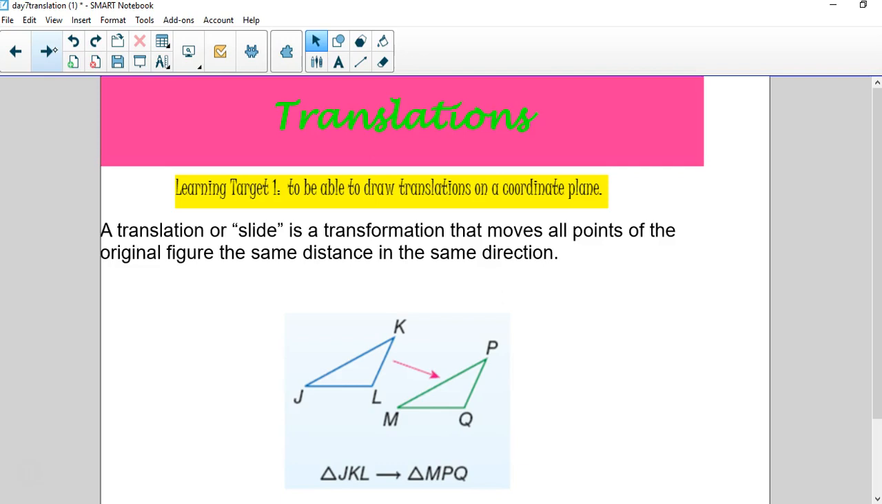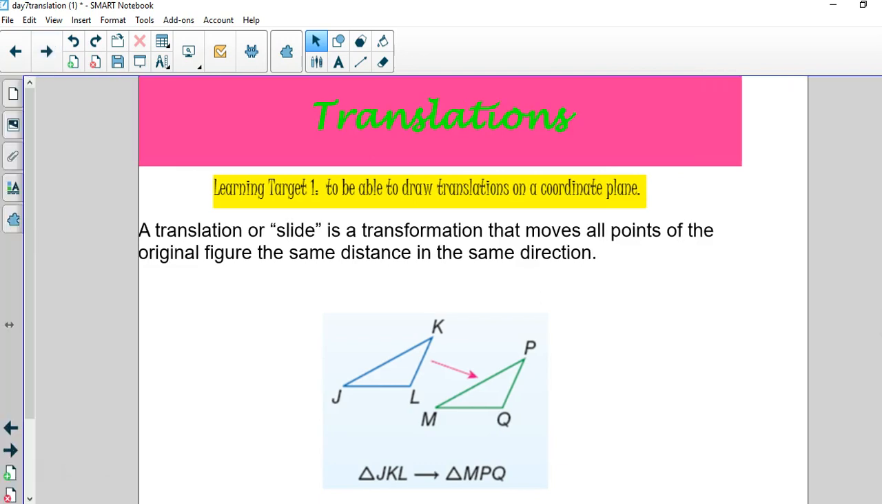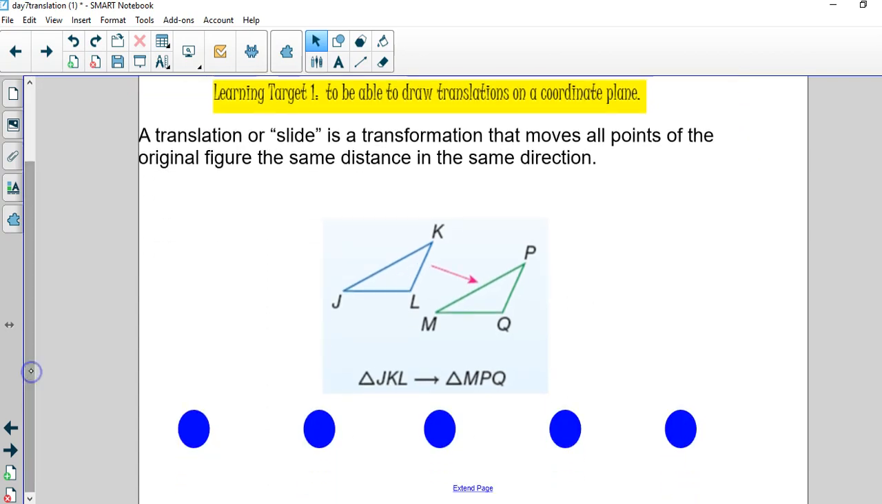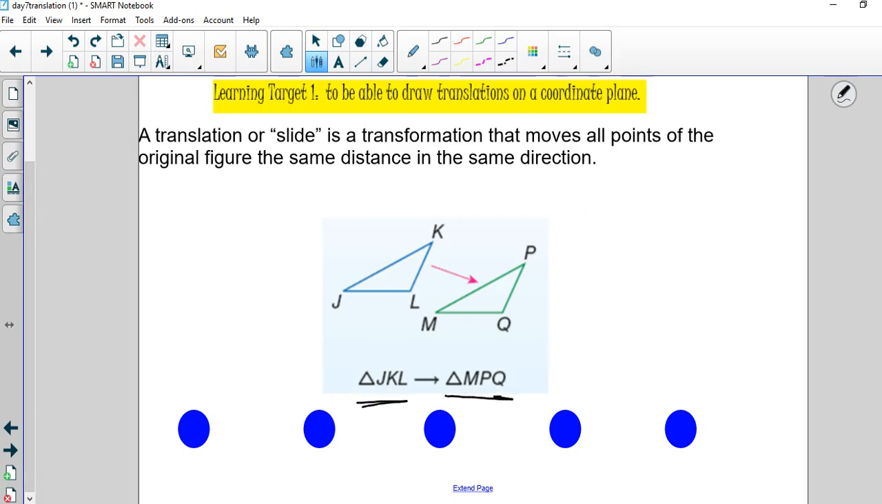So translation. We're going to be able to draw a translation on a coordinate plane. So, a translation or a slide is a transformation that moves all the points of the original figure the same distance in the same direction. So here we have triangle JKL, which is going to move to where MPQ is.